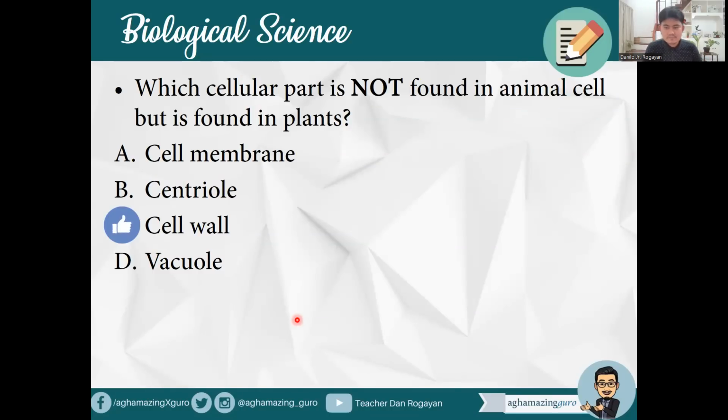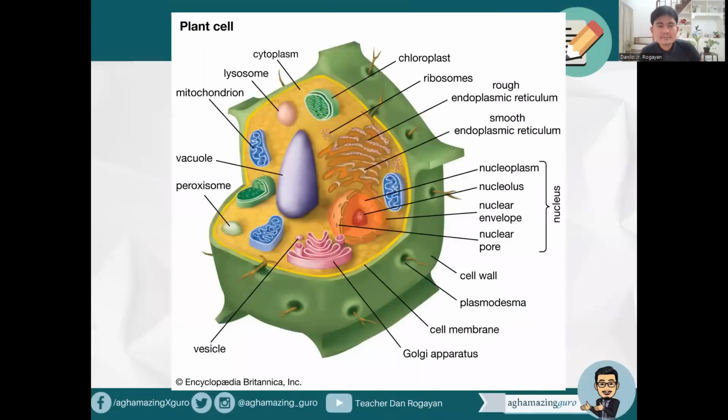Or included in cell division. So that is letter B or centriole. How about storage? For storage. Okay, letter D. That's correct. Okay. So next, ayan, no?